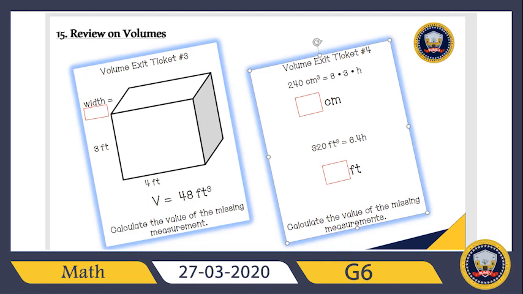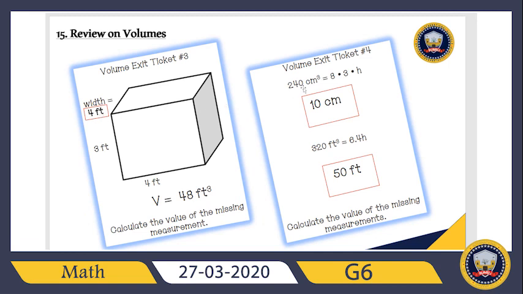Okay, let's check them now. So, what is the formula for the volume? It is length times width times height. 4 times something times 3 gives me 48. Now 4 times 3 is how much? It is 12. Now 12 times some number gives me 48. What is that some number? It is 4. So 4 times 3 times 4 gives me 48 feet cubed. My width is 4 feet.